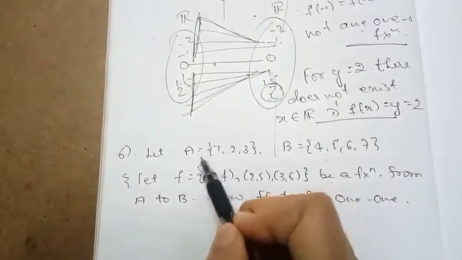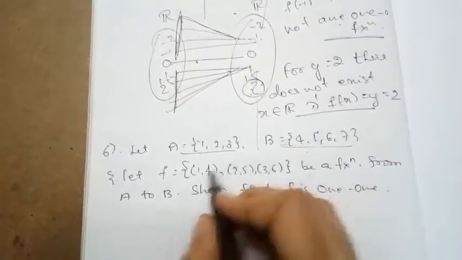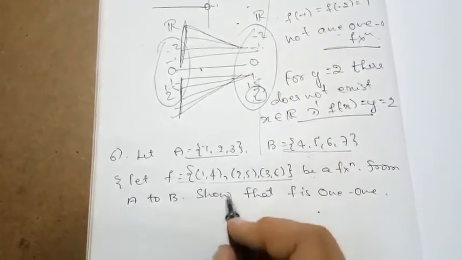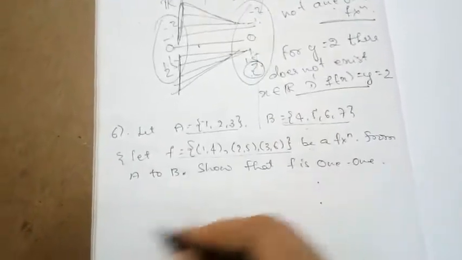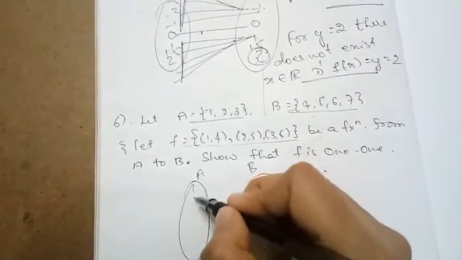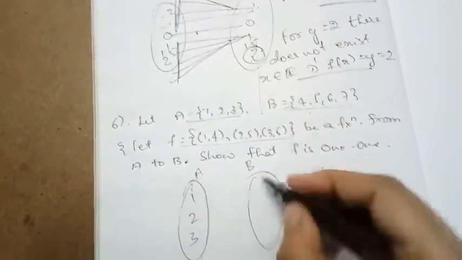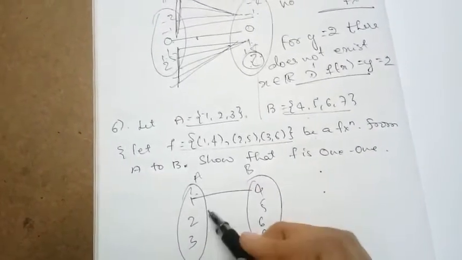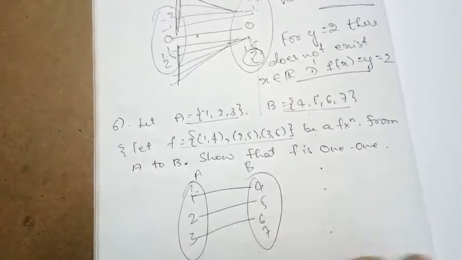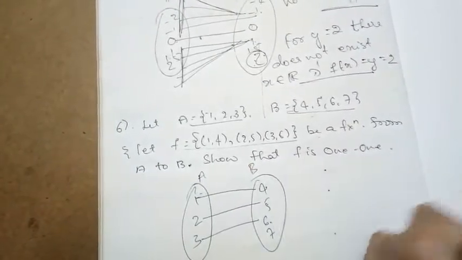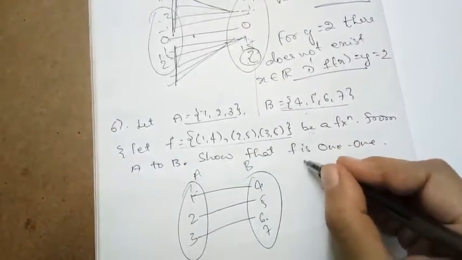The question is, they have given the set A and set B, and they define the function from A to B. What we need to show is that the given function is 1-1. Clearly we can understand whether the function is 1-1 or not by the mapping. A set is 1, 2, 3, B set is 4, 5, 6, 7. How is the mapping? 1 is mapped to 4, 2 is mapped to 5, 3 is mapped to 6. So clearly every element in the domain has one and only one image. So the given function is a 1-1 function, hence proved.